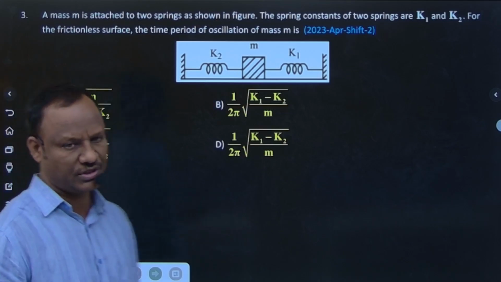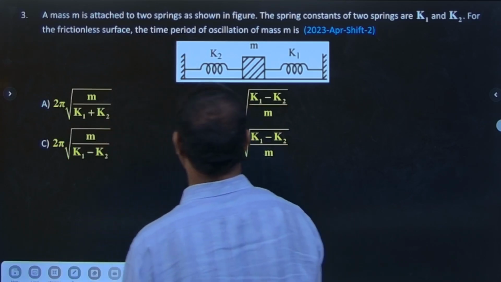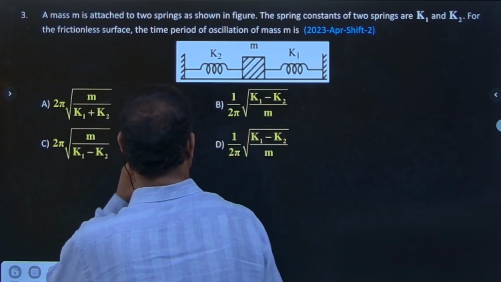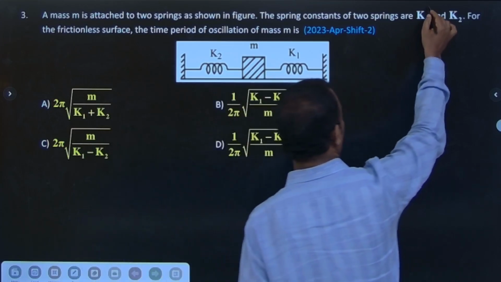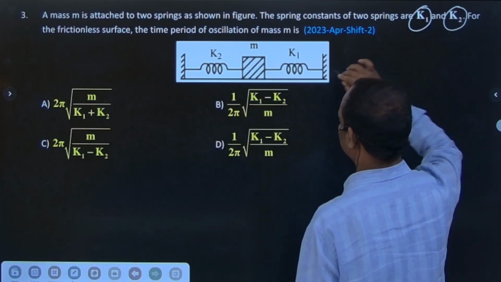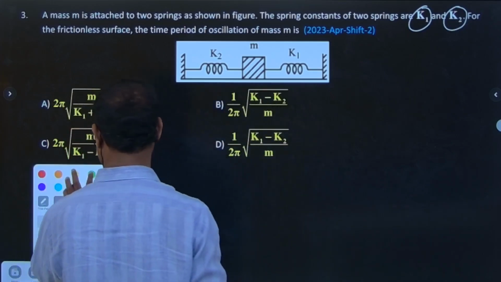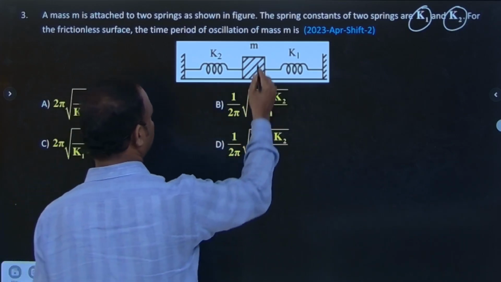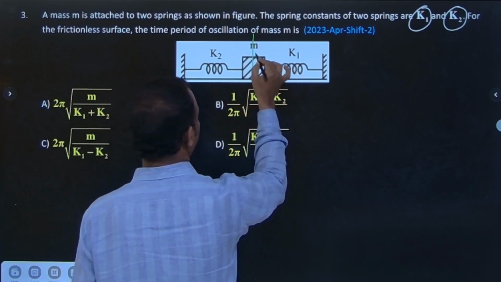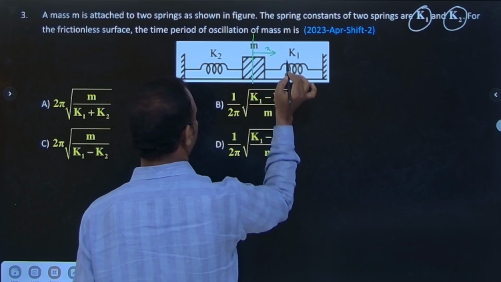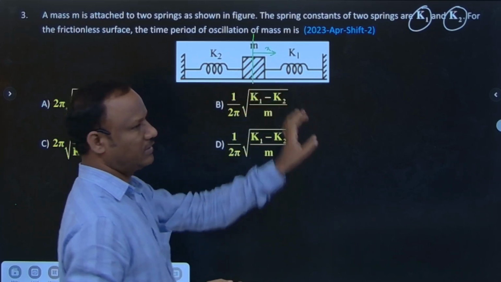So this is the question. A mass M is attached to two springs as shown in the figure. The spring constants of the two springs are K1 and K2. Now we can apply this, just for understanding. This is the mean position. If I displace this block by distance x, one spring will be compressed by x and the other is elongated by x.